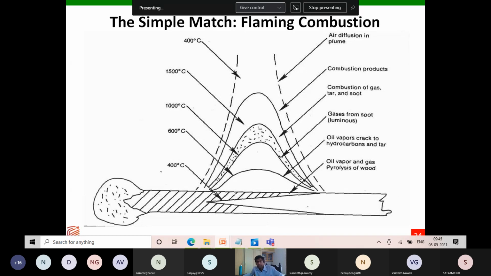When the matchstick is burning, we can also see that there are different colors in the flame, red, blue, etc. It depends on the temperature at which the matchstick is getting burnt. It is not the same temperature around the flame. Blue color indicates a different temperature. Red color indicates a different temperature.